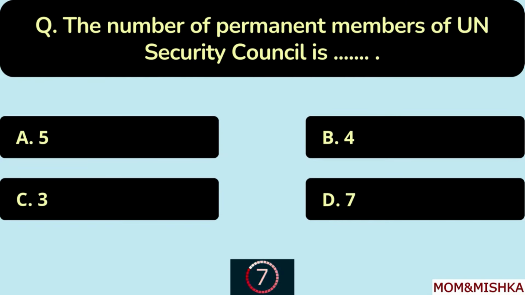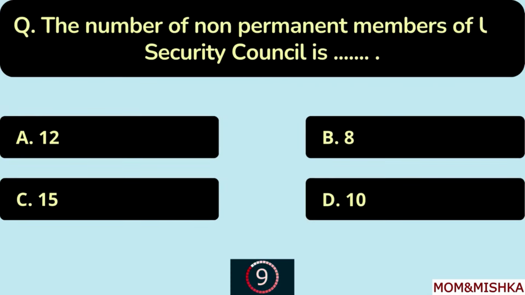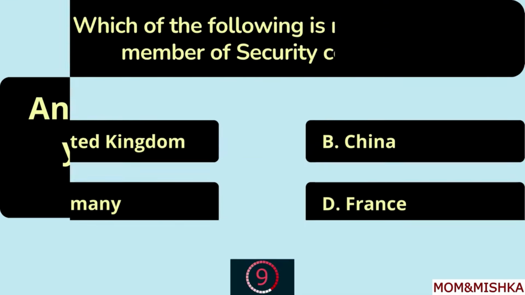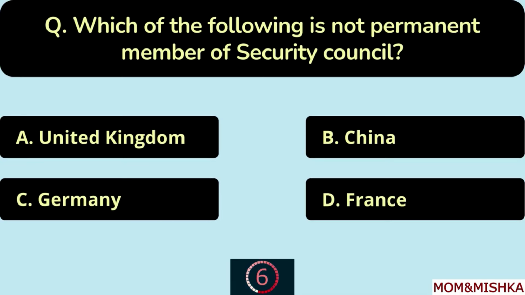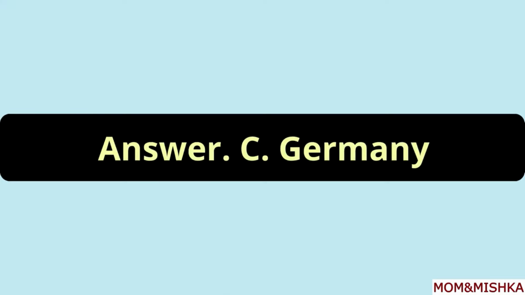The number of permanent members of the UN Security Council is 5 members, option A: China, France, Russian Federation, United Kingdom, and USA. The number of non-permanent members of the UN Security Council is option D, 10, and they are elected for 2-year terms by the General Assembly. Which of the following is not a permanent member of the Security Council? Option C, Germany.